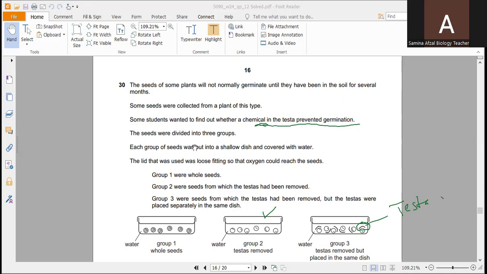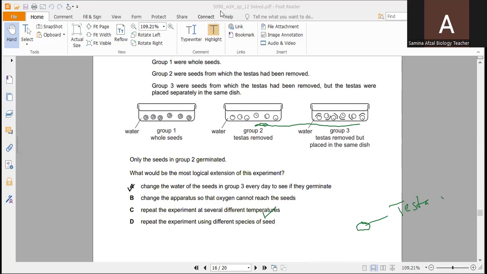We will move further, and you can see over there only the seeds in group 2, in which there was no testa. What would be the most logical extension? They are talking about extension, not reason. So what can be the extension for this?